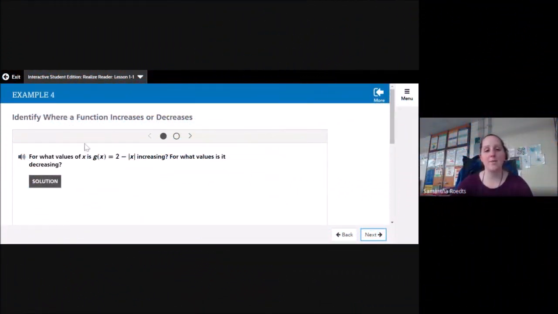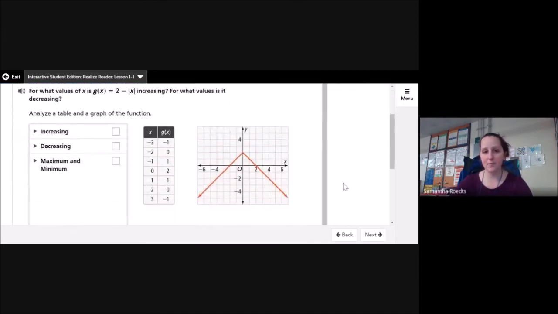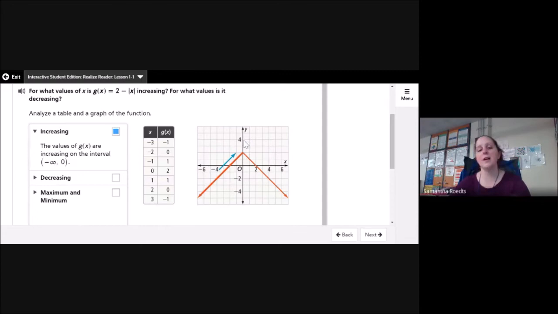All right, example number 4, identify where a function increases or decreases. For what values of x is g of x equal 2 minus the absolute value of x increasing? For what values is it decreasing? Again, I want to go ahead and draw my graph. Anytime I'm going from left to right and I'm traveling upwards, that's an increasing value. So the values of g of x are increasing on the interval from negative infinity to 0. They're decreasing when they're going down. The values of g of x are decreasing on the interval 0 to infinity.